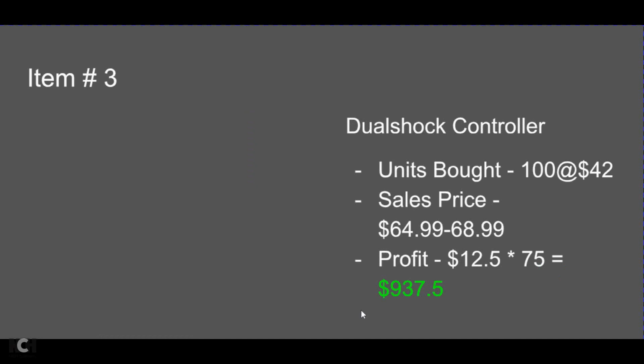So the next item I sold was a DualShock controller for PS4. Unfortunately, I won't be able to show you the image because I'm still selling them. But I bought 100 units of them at $42 per unit. And the sales price was pretty good. It was $65 to $68. And the sales rank was really good. I think it was around 300 to 400. So it meant a lot of units can be sold.